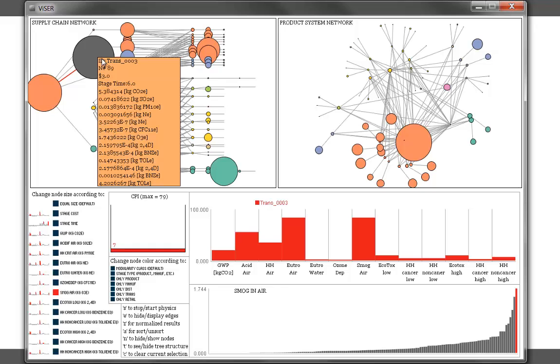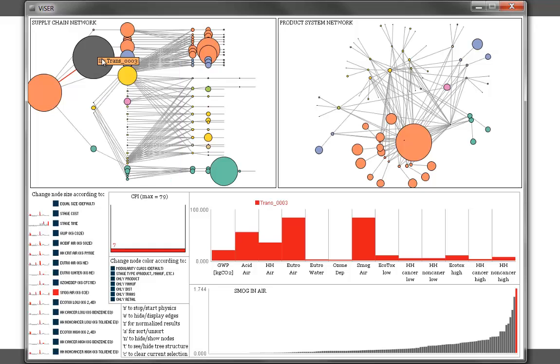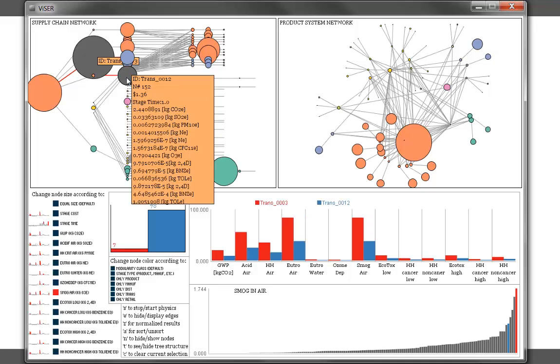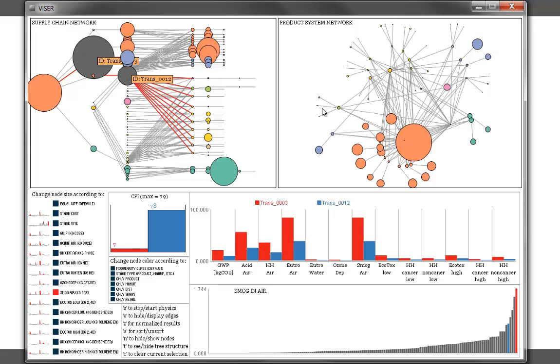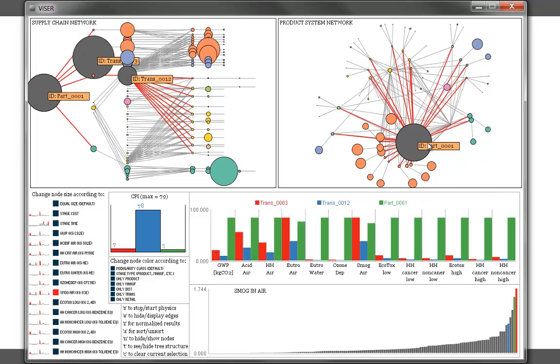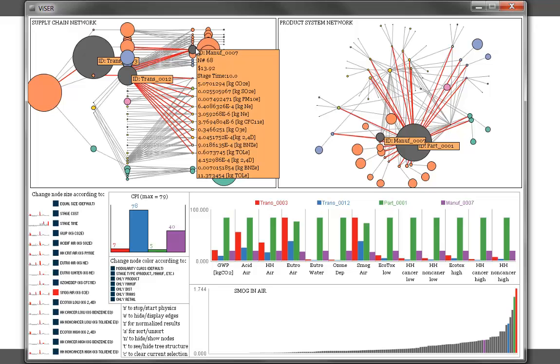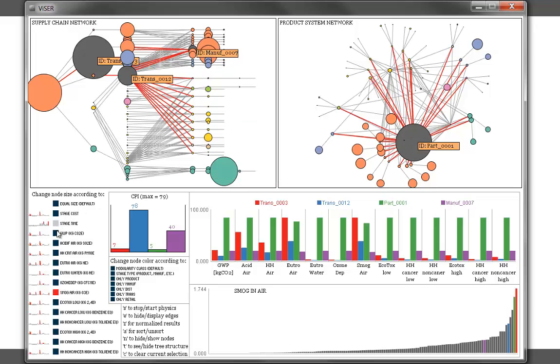He chooses the particular node and reads the information provided by the detailed tooltip. Mark notices that the entity represents a transportation stage. As a result, he chooses another significant contributing transportation stage for comparison. Next, Mark decides to choose the second highest contributor to smog, which happens to be a component procurement stage. He then selects a specific stage of interest for which he knows has potential for improvement.